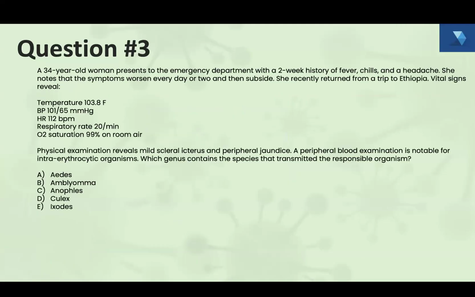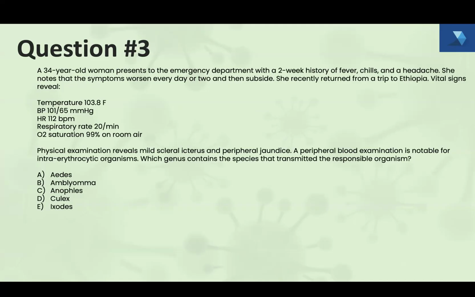Okay, question number 3. A 34-year-old woman presents to the emergency department with a 2-week history of fever, chills, and a headache. She notes that the symptoms worsen every day or two and then subside. She recently returned from a trip to Ethiopia. Vital signs reveal temperature 103.8 Fahrenheit, blood pressure 101/65, heart rate 112, respiratory rate 20, oxygen saturation 99% on room air.